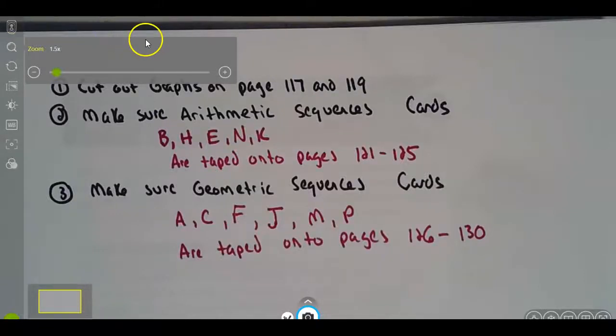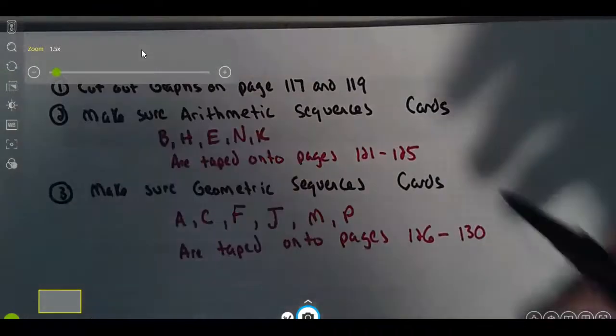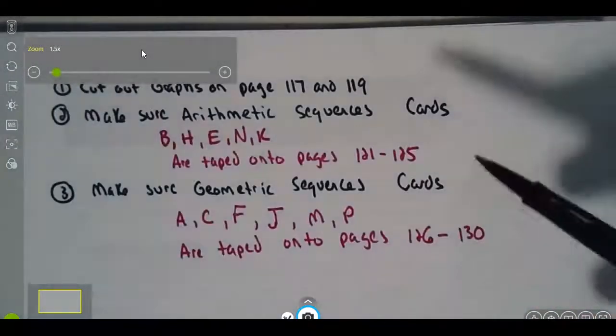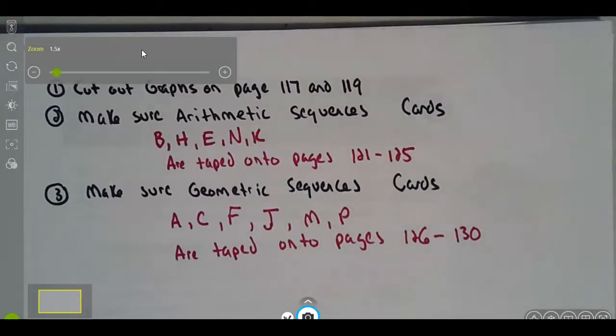Okay, guys, I will not be with you today, but I do have some things that I want you guys to do, and we'll try to walk through them on these videos. The first thing that I want to make sure is that you guys have your graphs cut out on page 117 and 119.